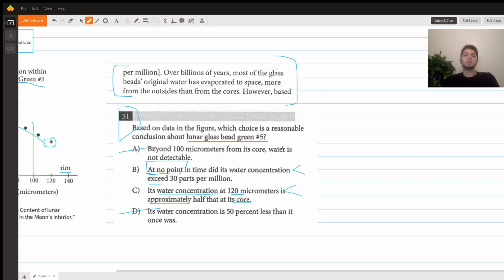However, if we go back up to the text, we'll find this line here, which says over billions of years, most of the glass bead's original water has evaporated to space, more from the outsides than from the cores. So this is saying that most of the glass bead's original water, the water that it had, has evaporated to space. So over time, the entire concentration of the glass bead has gone down. So we can't say for sure that at no point in time was there more than 30 parts per million within this individual glass bead. So for that reason, we can get rid of B, and then we choose answer choice C as our correct answer for this question.